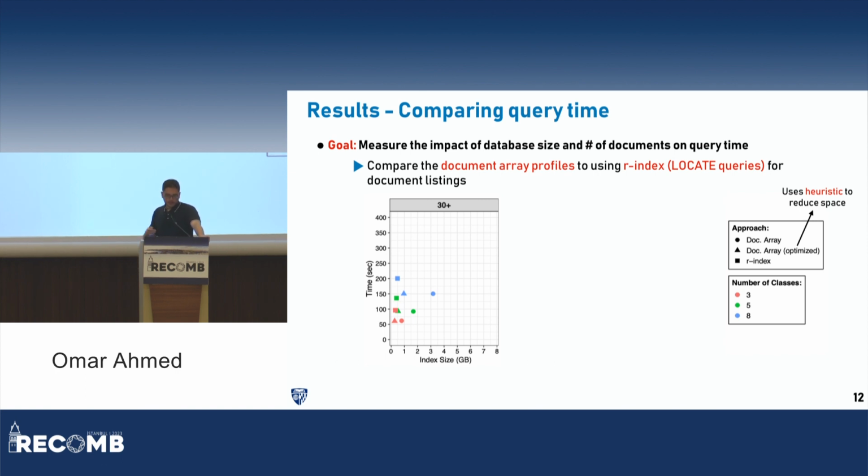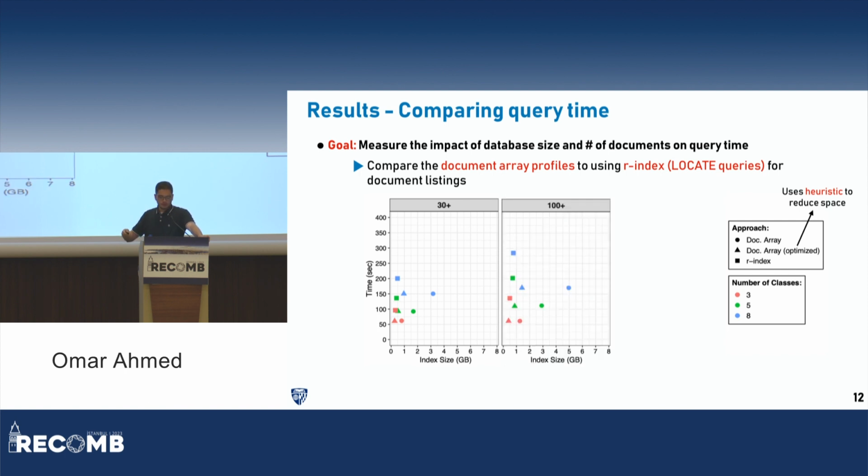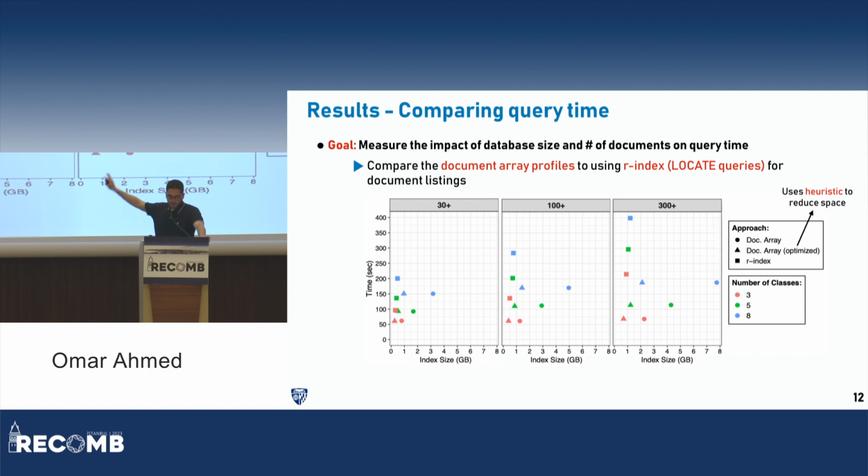And then as you look at bigger and bigger databases, so 100 genomes, 300 genomes, you can see that the squares are going up and the triangles and circles are going up but mostly staying flat, because as you have more and more genomes, you have more and more occurrences for every substring, so you're doing more and more work, more and more locate queries.